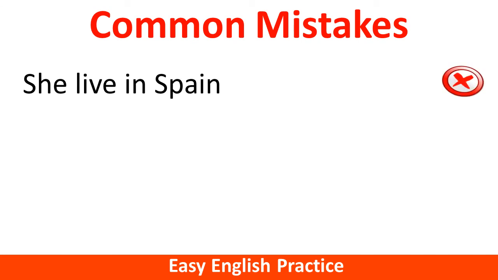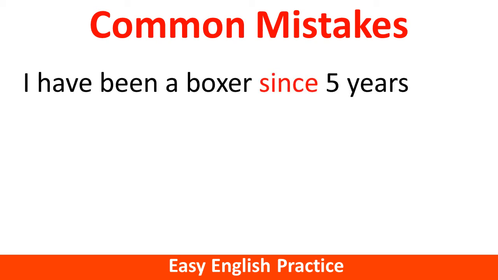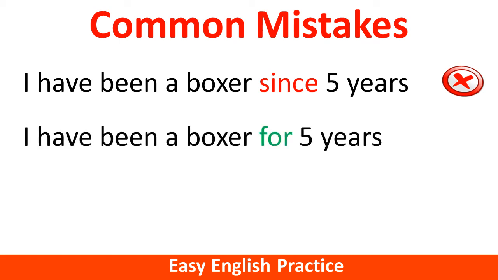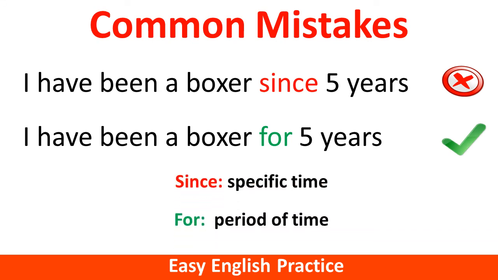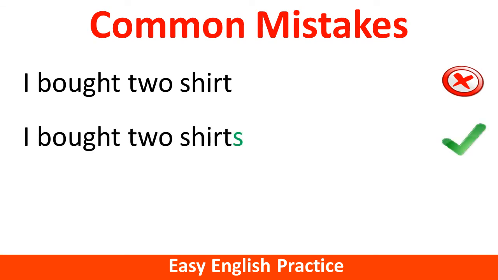She lives in Spain. The correction is she lives in Spain. With he, she, it, you have to put an S to the verb. I have been a boxer since 5 years. The correction is I have been a boxer for 5 years. We use since to refer to a specific time, and we use for to talk about a period of time. I bought 2 shirts. The correction is I bought 2 shirts because here we are talking about a plural noun.